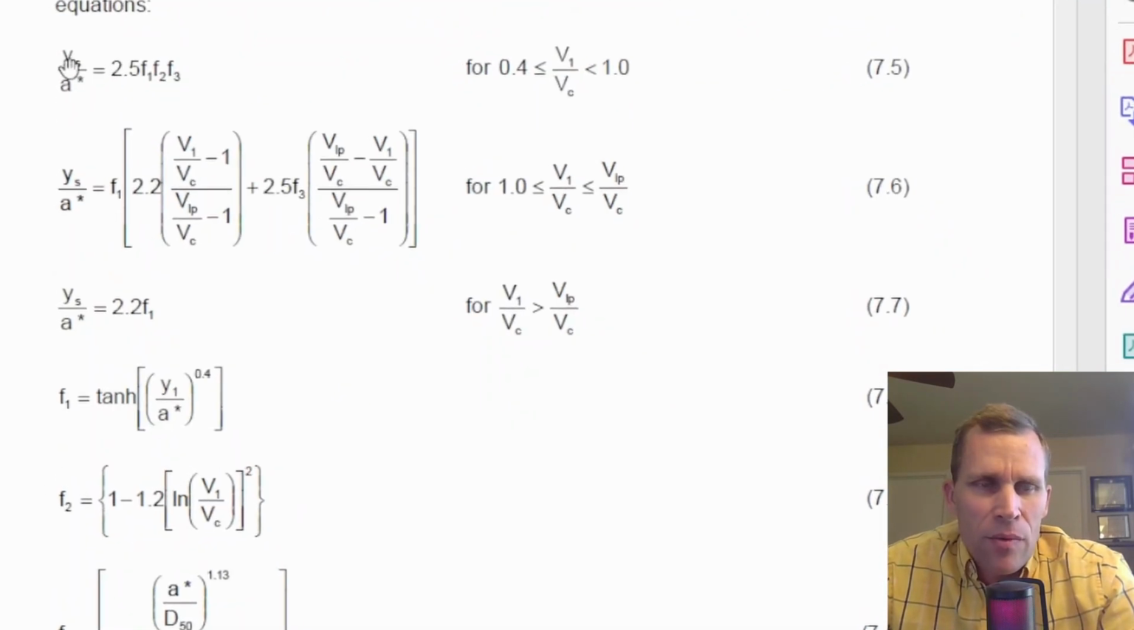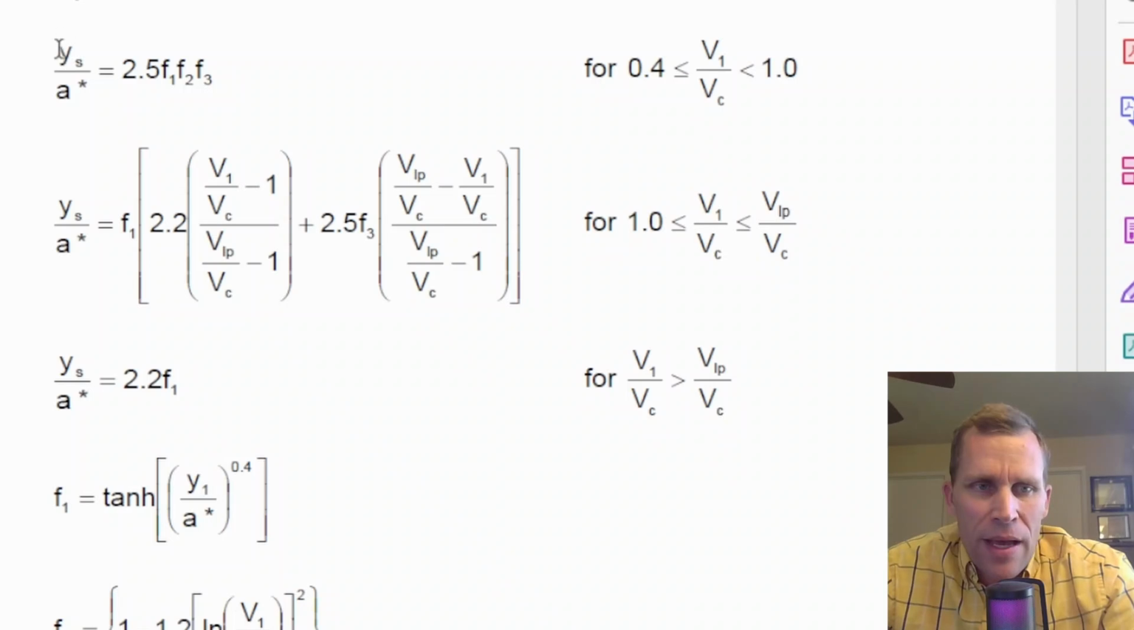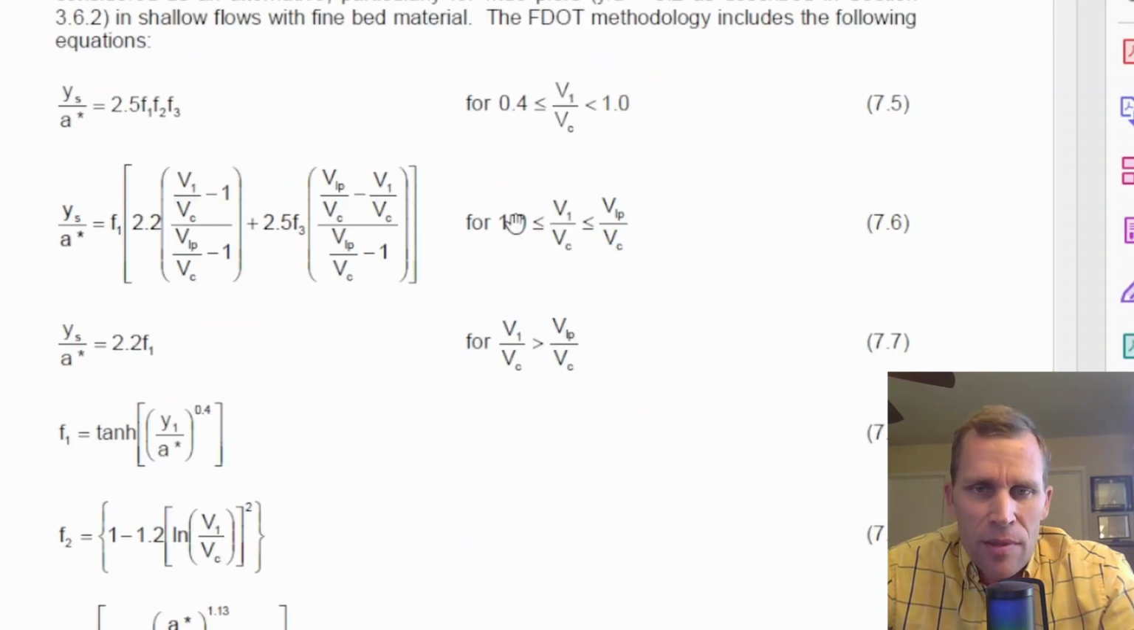If we scroll down, we are now solving for this y sub s value. That's the depth of the scour, of the pier scour. There's actually three equations you're seeing. Let me zoom out. 7.5, 7.6, and 7.7 all solve for that y sub s, the depth of the pier scour. And the equation of those three that you're going to use depends on the velocity v1 compared to the critical velocity v sub c.